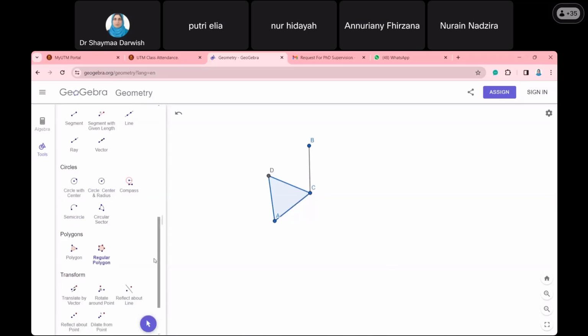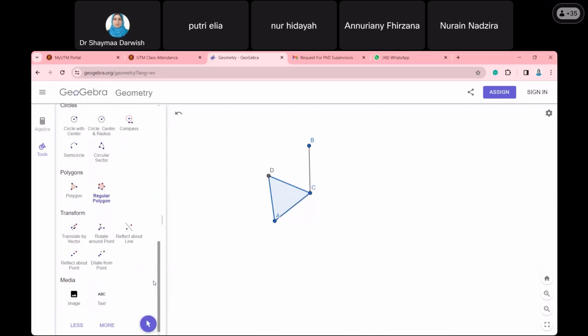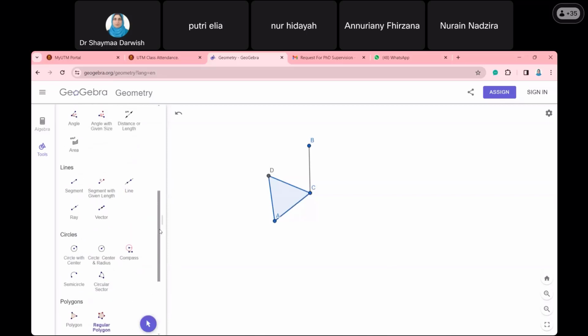Now, for the second axiom of Euclid, that any segment can be extended to infinity. So I will extend DC, this one, and also DA. I will extend these two lines.